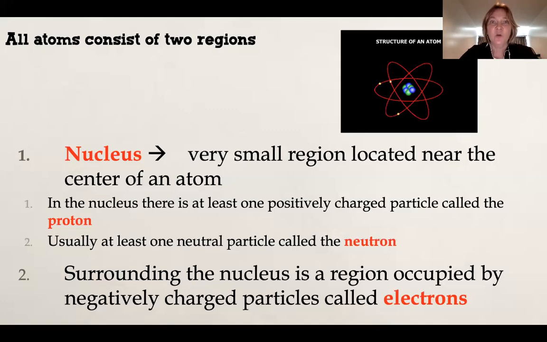This video is going over the experiments that led to the discovery of the parts of an atom, the atomic structure. So just a quick review about the structure of the atom. We have two areas to an atom. You have the nucleus and you have the electrons that orbit around the nucleus. The nucleus, of course, is made of protons, which are positively charged, neutrons, which have a neutral charge, and the electrons around are negatively charged.